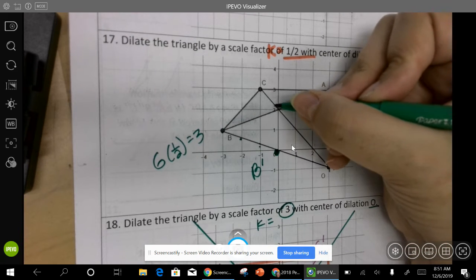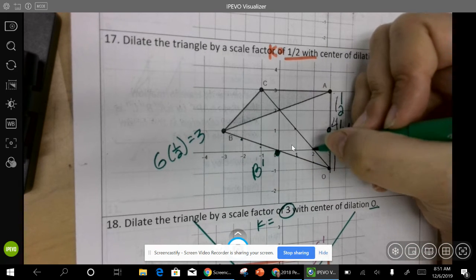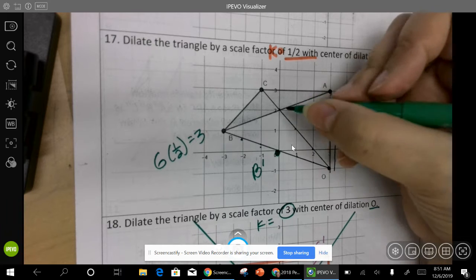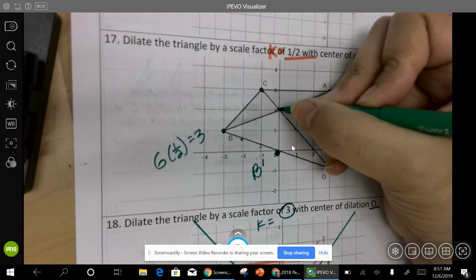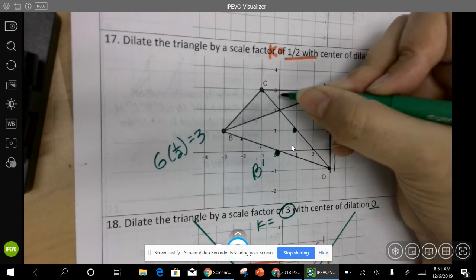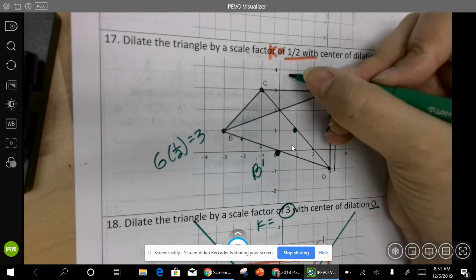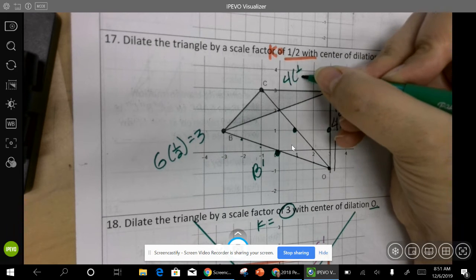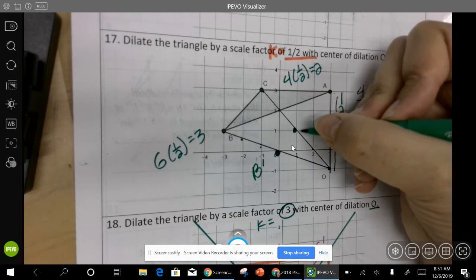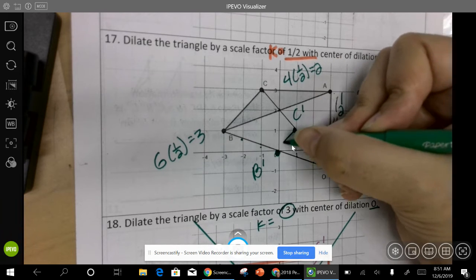Okay, same with C. So it's 1, 2, 3, 4. Half of 4 is 2. So I'm going to go 1, 2. 4 times 1/2 is 2. So C prime is going to go right here.